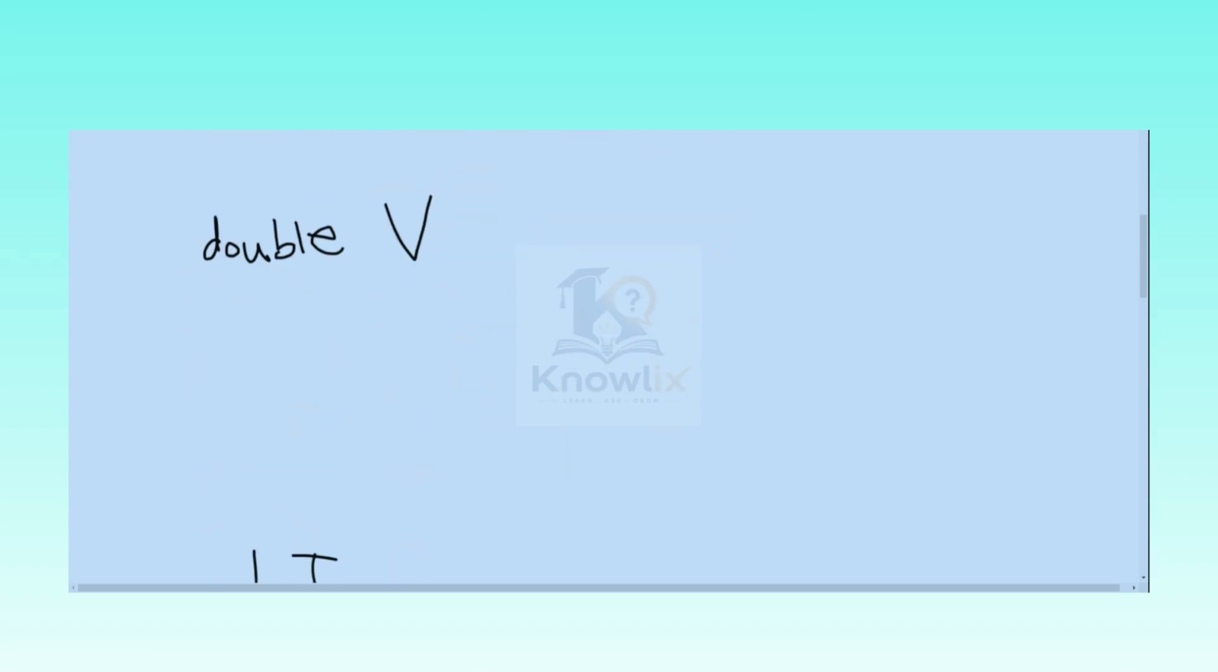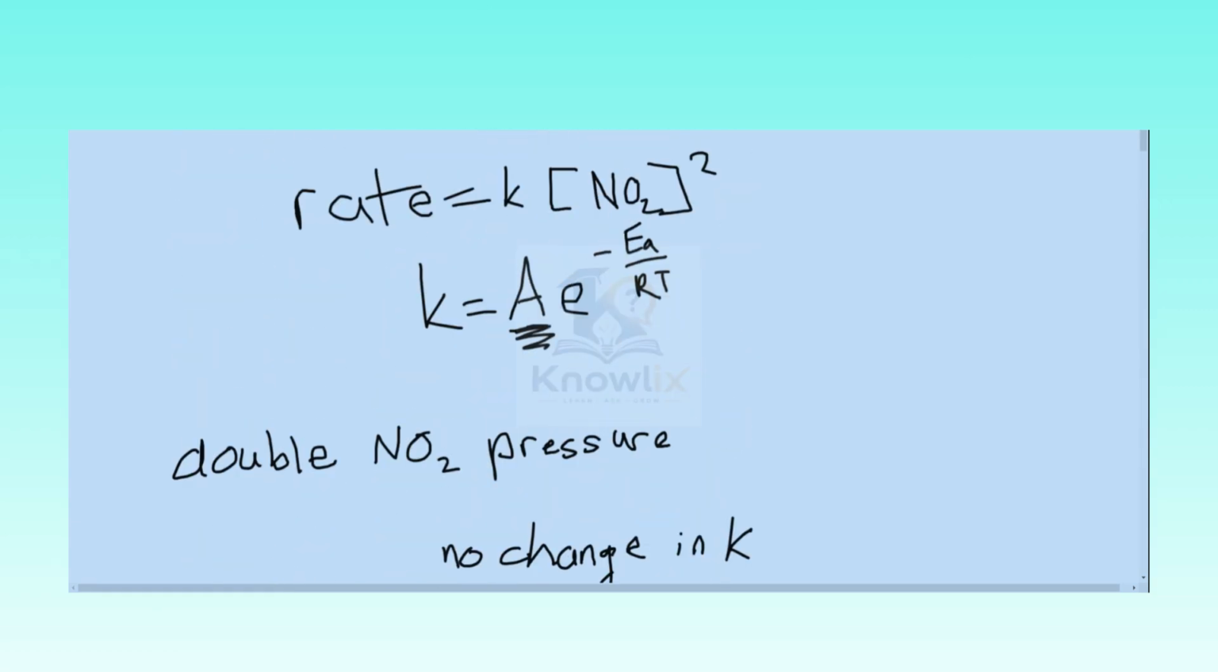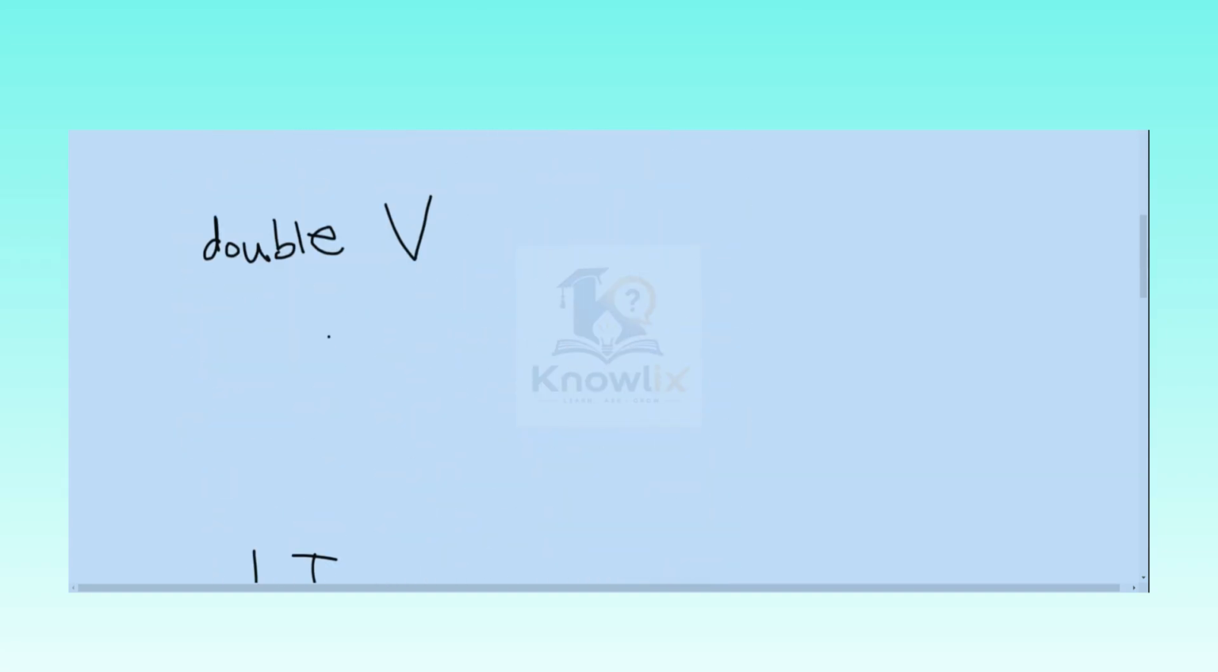Now let's look at a situation where we doubled the volume. Doubling the volume would halve the concentration here. However, as mentioned before, our K does not depend on the concentration of the reactant. The rate does, but the K remains the same. So no change in K.